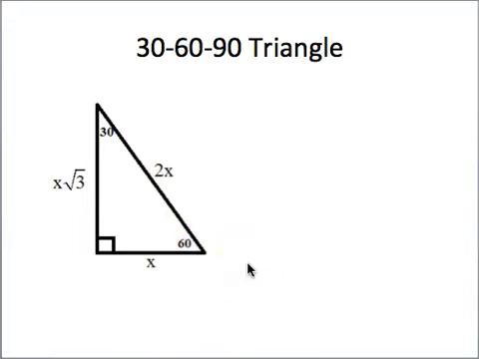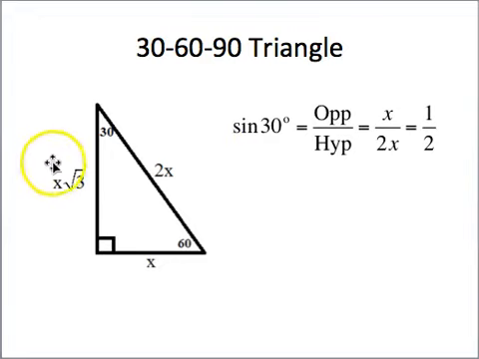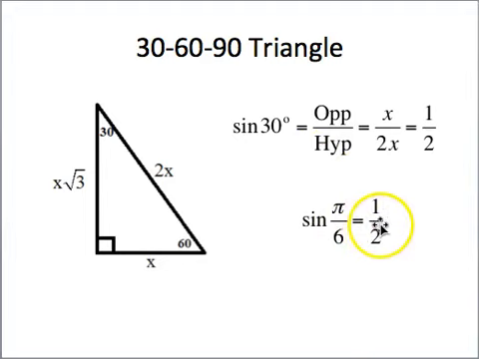So let's remind ourselves of the process. Sine of 30 is opposite over hypotenuse. Opposite is x, hypotenuse is 2x. So the sine of 30 is opposite over hypotenuse, x over 2x is 1/2. Now in radians, 30 degrees is pi over 6. So we know that the sine of pi over 6 is 1/2.